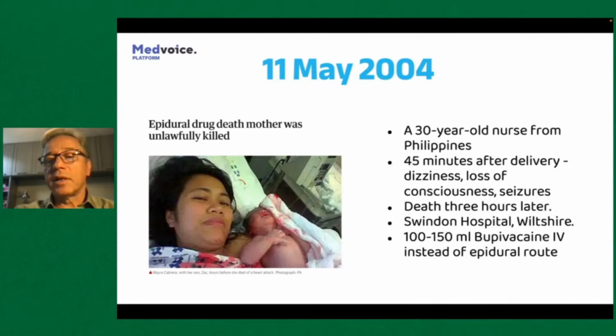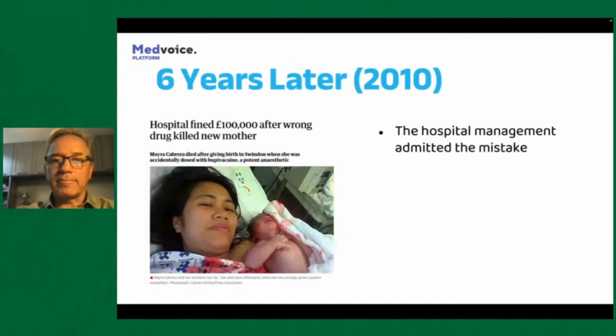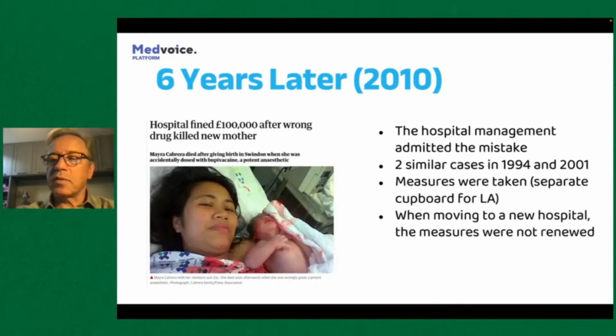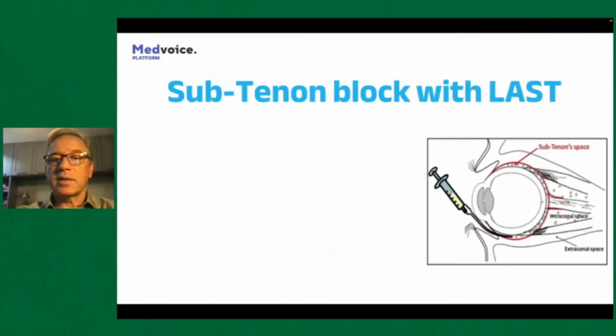And then they noticed that she had been given between 100 and 150 mils of bupivacaine intravenously instead of epidurally. So basically, somebody wrongly connected the epidural infusion to her intravenous line. 6 years later, the hospital admitted the mistake and was fined this sum. Interestingly, before this case happened, there were 2 similar cases, and measures were taken where they introduced a separate cupboard for local anesthetic, but then they moved into a new site, and these measures were not renewed. So this fatal case happened.